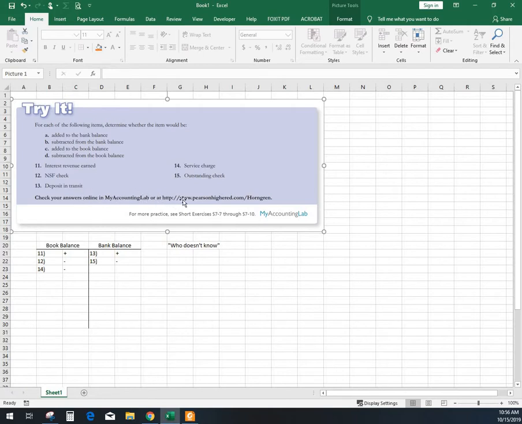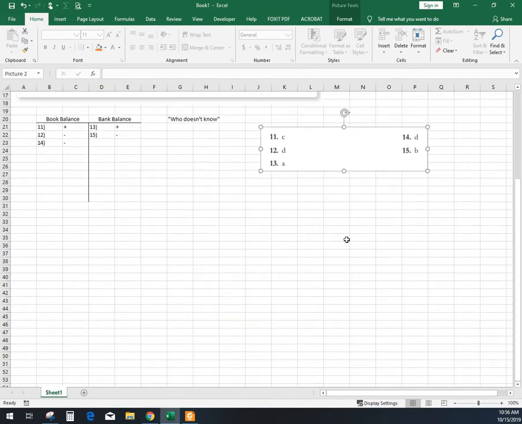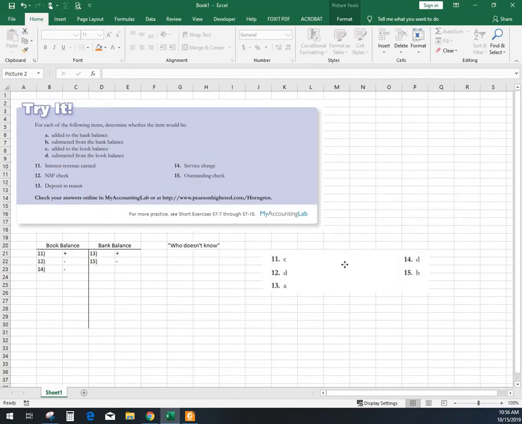Luckily, the answers are already posted online, and I have them here. So let's take a look and make sure they're correct. Number 11 is an addition to the book balance, added to the book balance. We got that correct. Number 12 is a subtraction from the book balance. That's D, subtracted from the book balance. Number 13 is an addition to the bank balance. That's A, added to the bank balance.